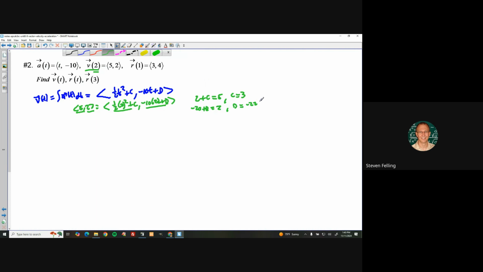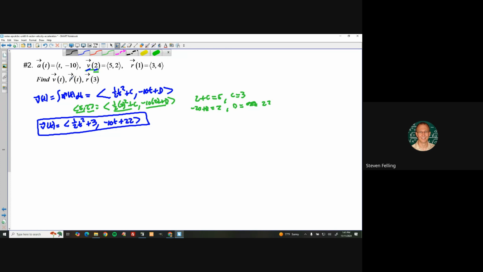Yes. No, wait a second. Positive 22, right? Yes, positive 22. All right. So then I can rewrite this velocity vector. Velocity vector with the constants filled in is 1/2 t squared plus the constant 3 for c, and then negative 10t, and then I have to put 22 in. All right, so here is the velocity vector with its constants established. And to establish constants, you have to have a known velocity vector at a known time.